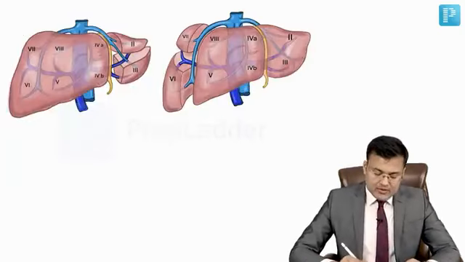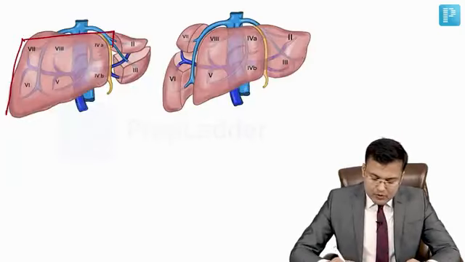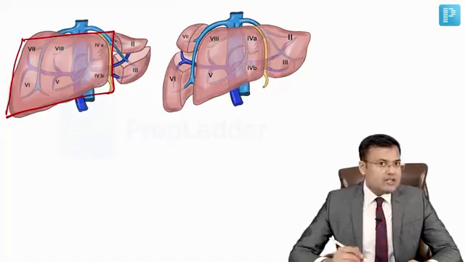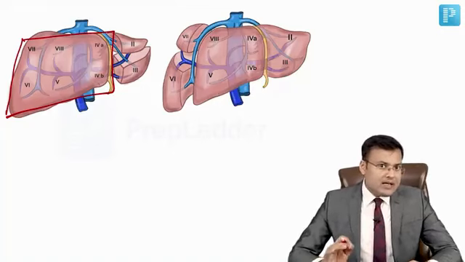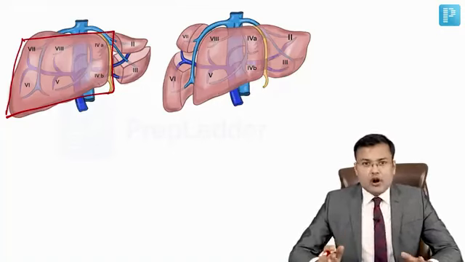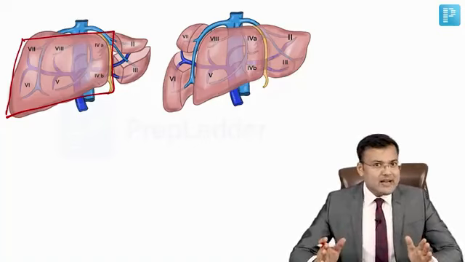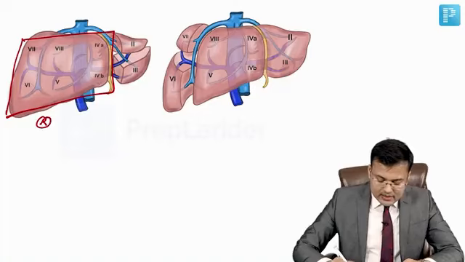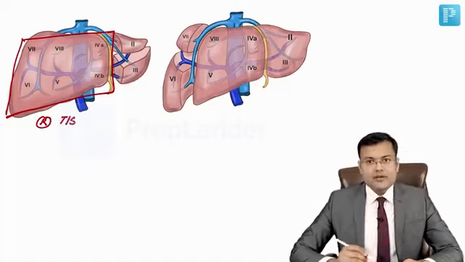Now look at these two images. In the first one, I'm removing this much part of liver, meaning segment 5, 6, 7, 8, 4A, 4B. So obviously what is the name? This is right trisegmentectomy, also known as extended right hepatectomy.